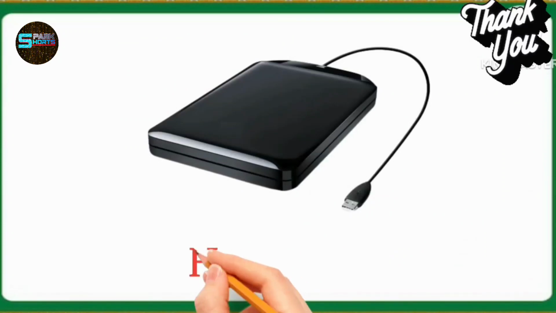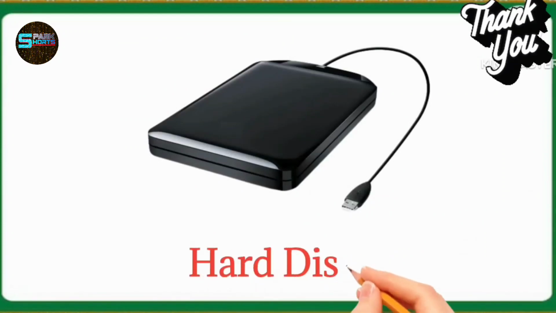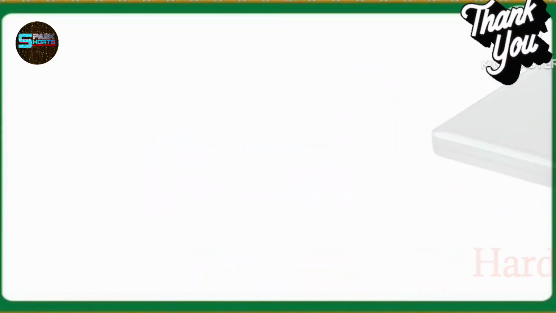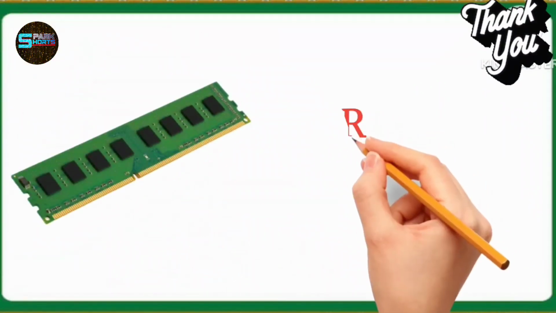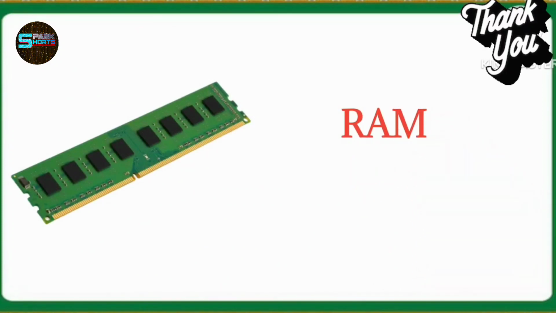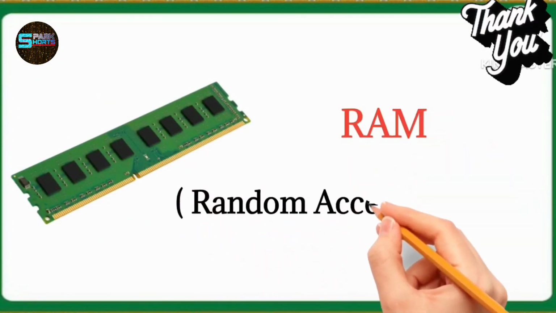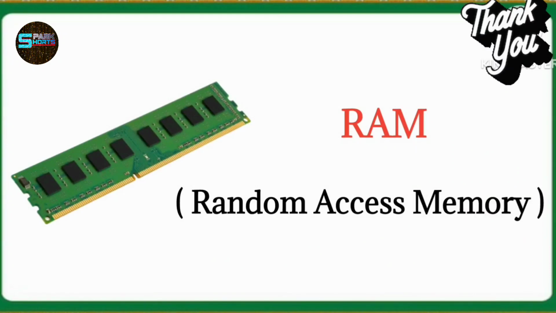Hard disk. Kids, this is hard disk. RAM. The full form of RAM is random access memory. Random access memory.